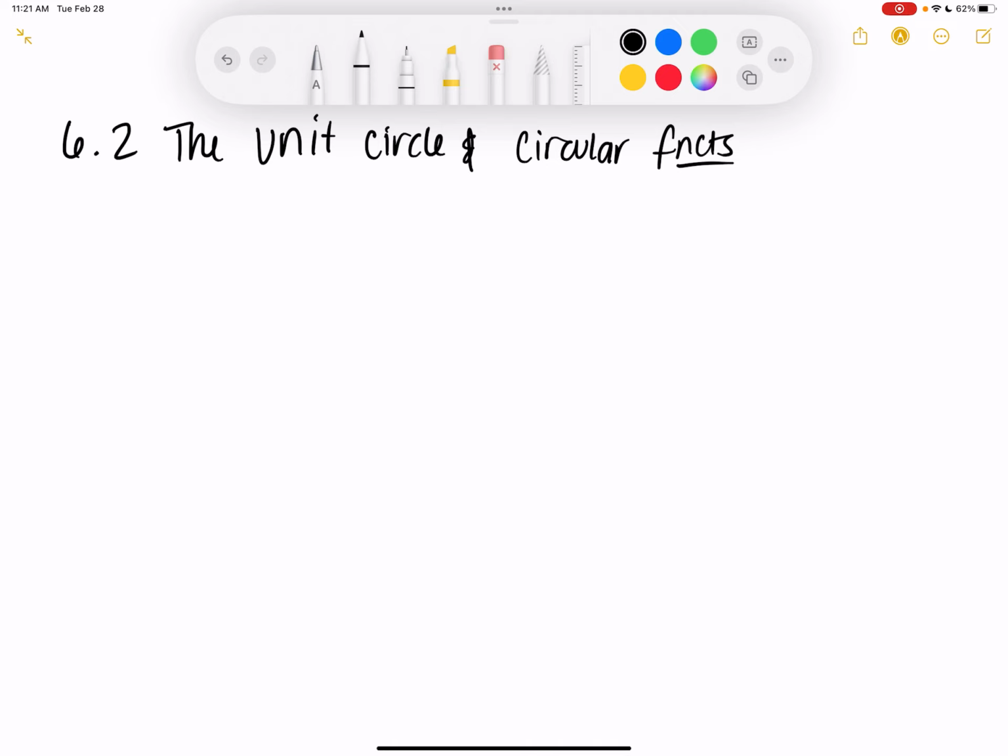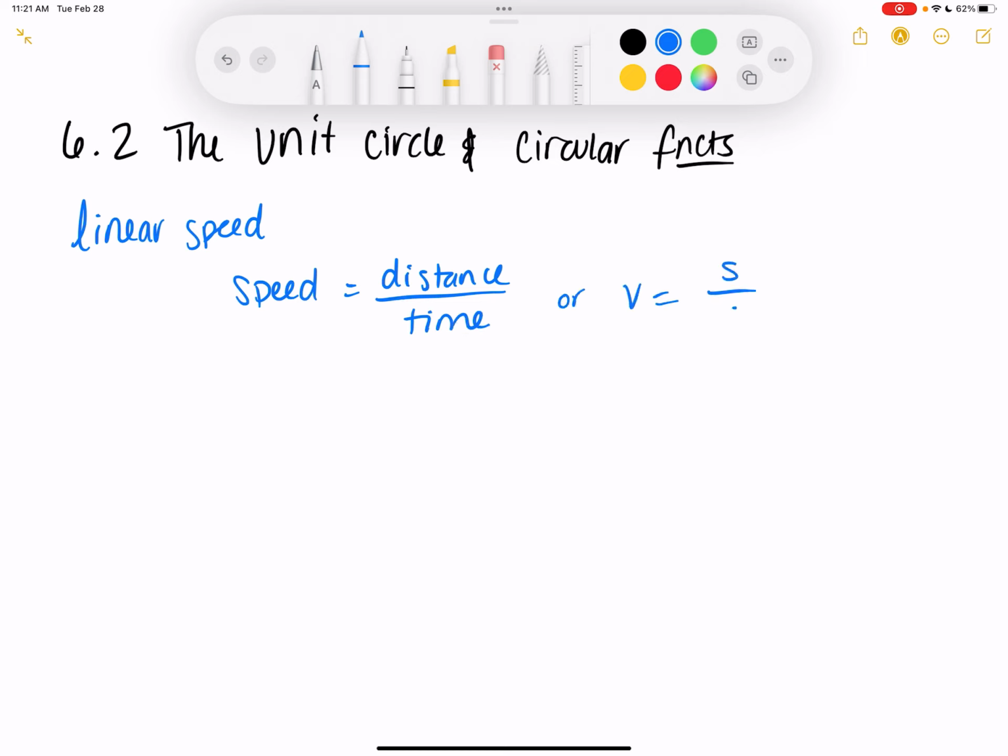So these are just, I'm going to give you two formulas. One of them we're definitely going to use. The other one is up in the air if we're going to use it. But you'll potentially see it again if you ever end up in any kind of other math class or physics class or potentially just a science class. But the formula for linear speed is speed is equal to distance over time, or V is equal to S over T.